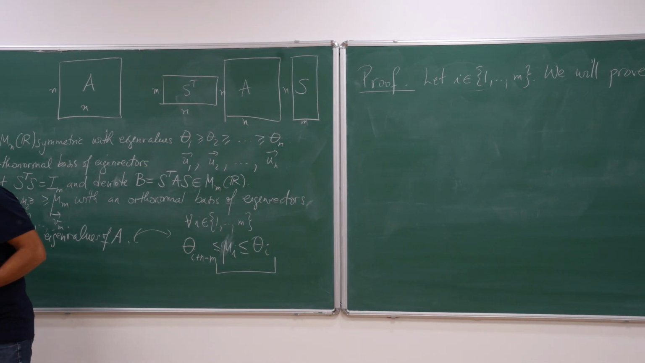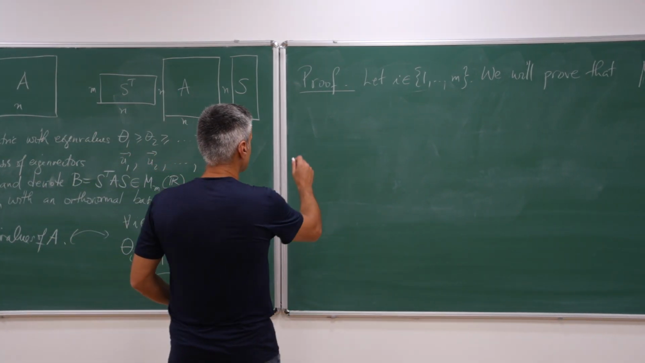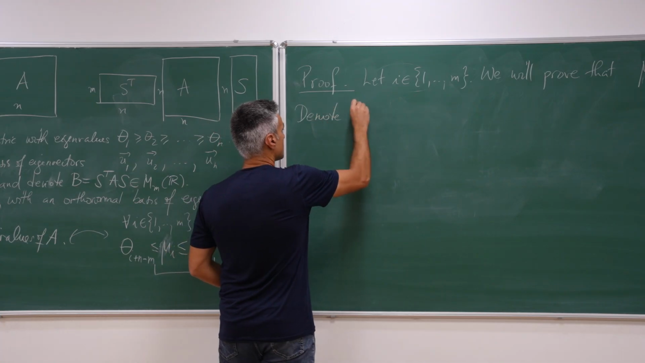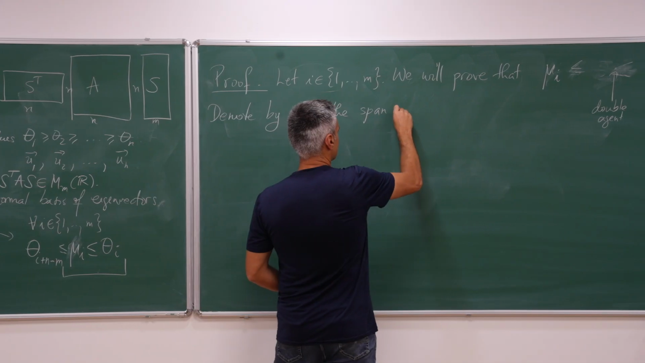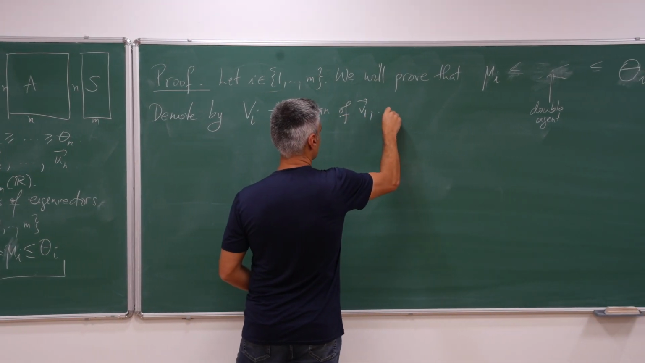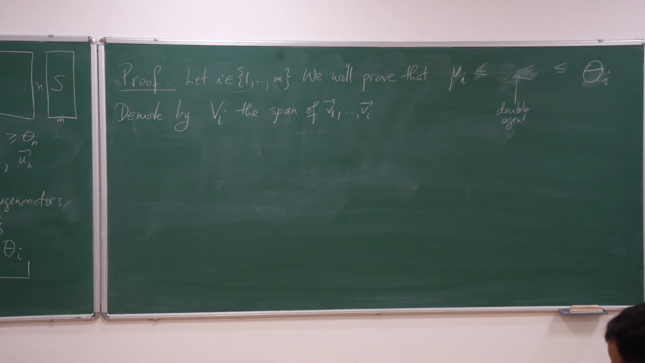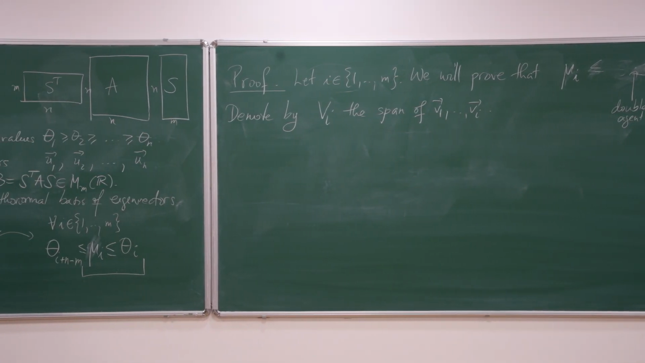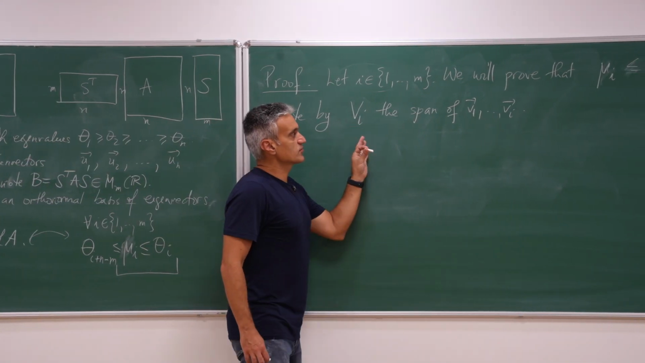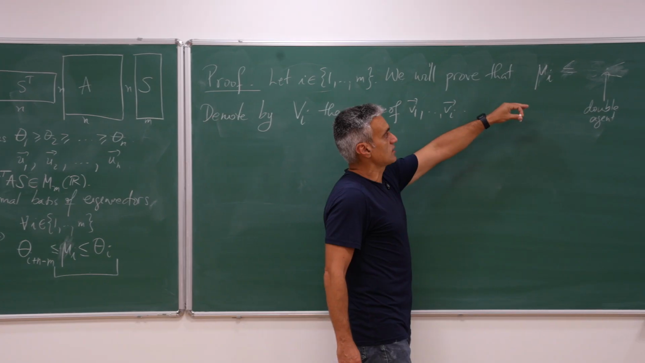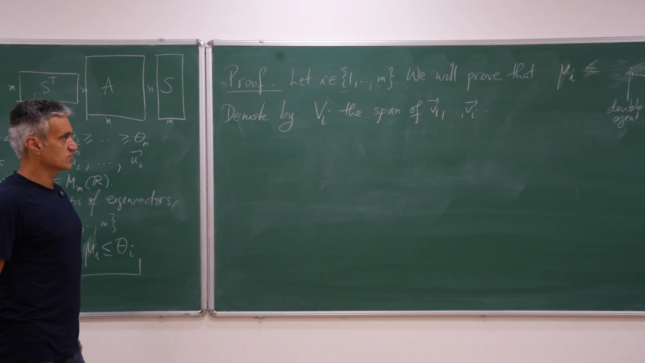So I need just some notation. The first one is pretty easy. I think we've used it before. Denote by Vi the span of V1 through Vi. So it's a span on the first part where lambda i is the smallest Rayleigh quotient. This space will allow us to get to lambda i.